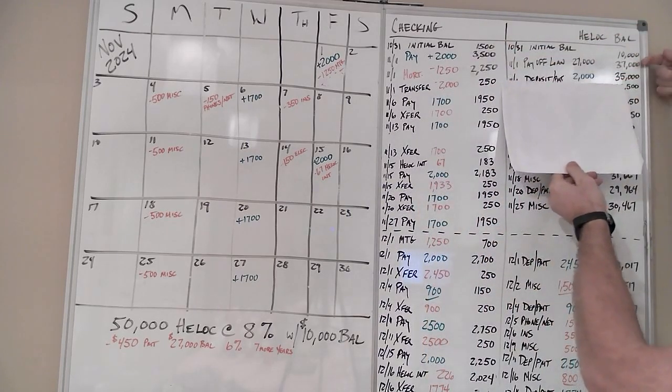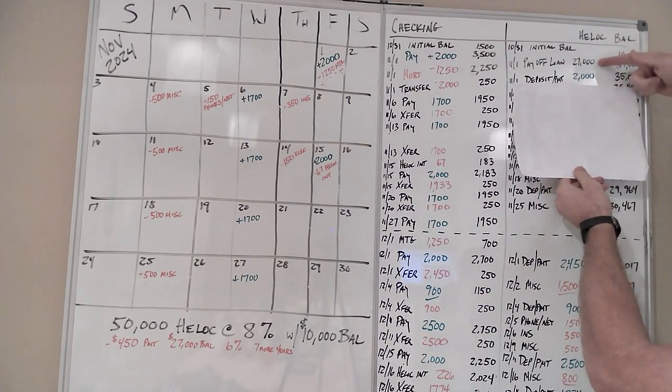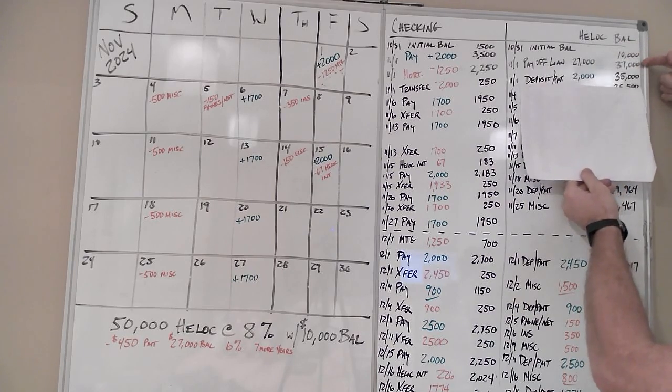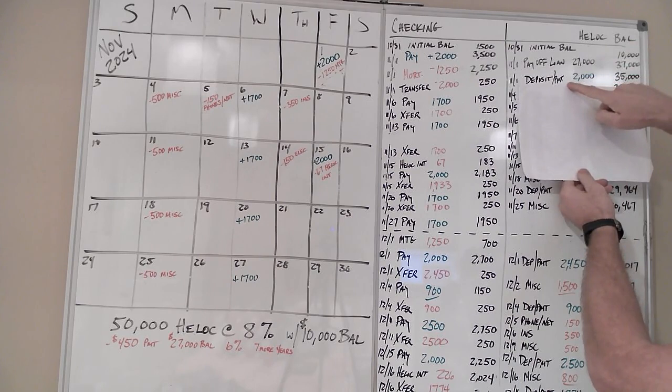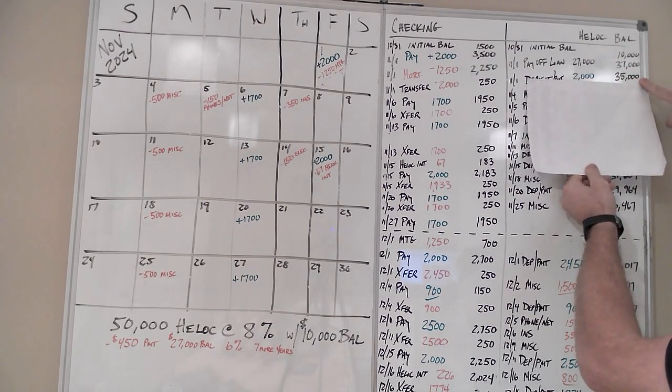All right, so that takes your line of credit. Remember, we had a $10,000 beginning balance. We added $27,000 to pay off that loan, brings us up to 37, and then we deposited that $2,000. That brings our loan amount now down to 35,000.